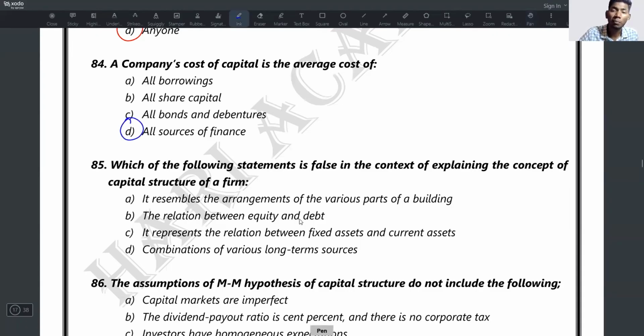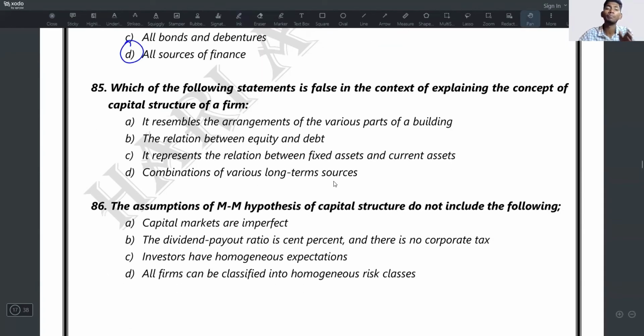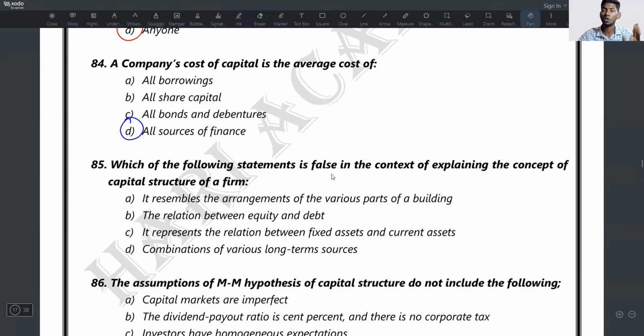Which of the following statements is false in the context of explaining the concept of capital structure of a firm? It is asking in a negative manner. It resembles the arrangement of the various parts of a building, the relationship between equity and debt, the relationship between fixed assets and current assets, and combinations of various long-term resources. As I told you, you can easily eliminate the options. He is asking for the false one.